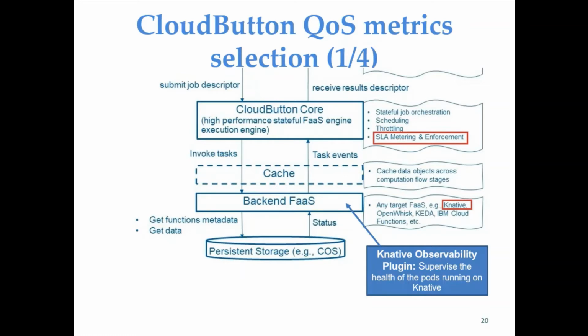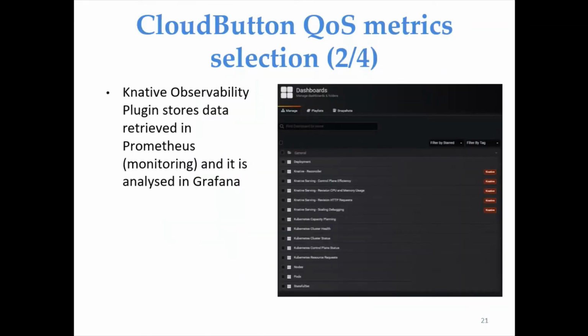It supervises the health of the pods running on Knative. The Knative observability plugin stores data retrieved in Prometheus, and it is analyzed in Grafana. It installs several dashboards in Grafana to supervise Knative. It also makes use of other metrics provided by Kubernetes.